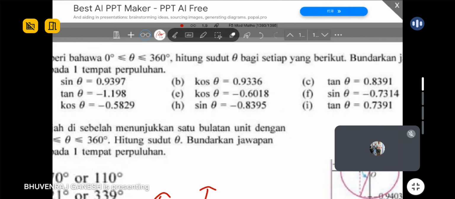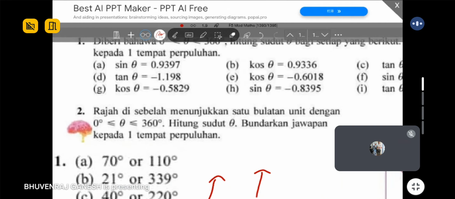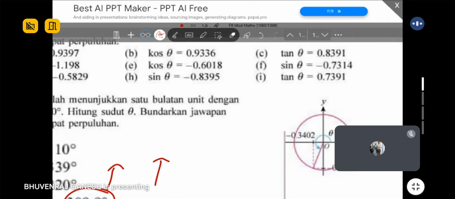Tak ada, ha? No more, ha? Okay. So we go to question 2. Soalan 2.